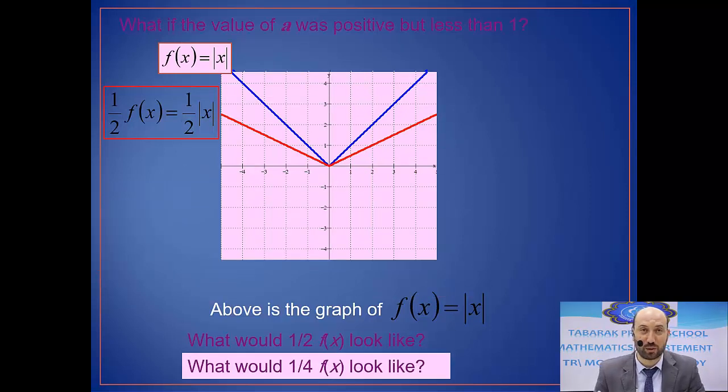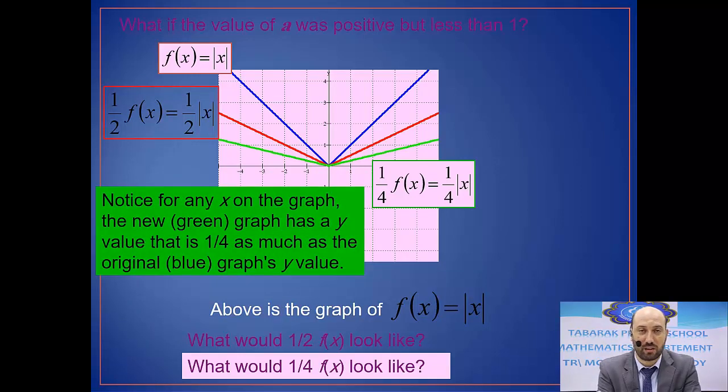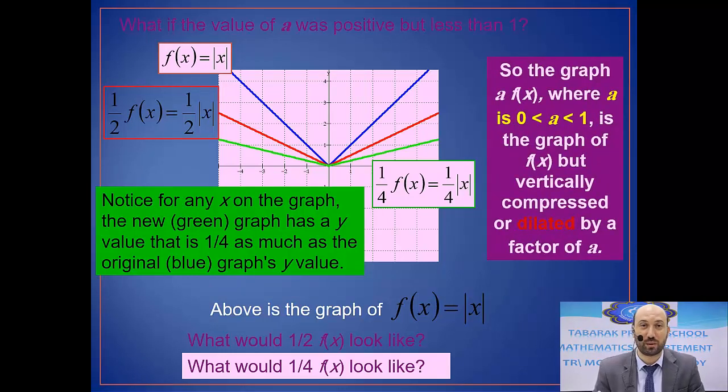What about 1 over 4 f(x)? It becomes wider, farther away from the y-axis, like the green one. 1 over 4 f(x) equals 1 over 4 modulus of x. For any x on the graph, the new green graph has a y value that is 1 over 4 as much as the original blue graph's y value. So the graph of a·f(x), where a is greater than 0 and smaller than 1, is the graph of f(x) but vertically compressed by a factor of a.